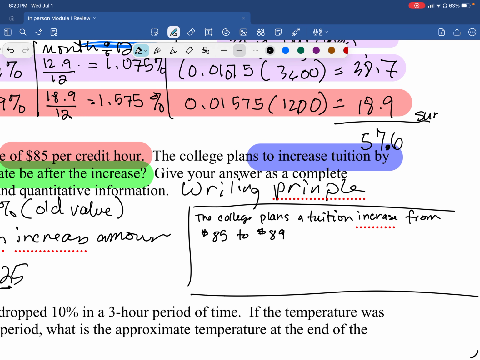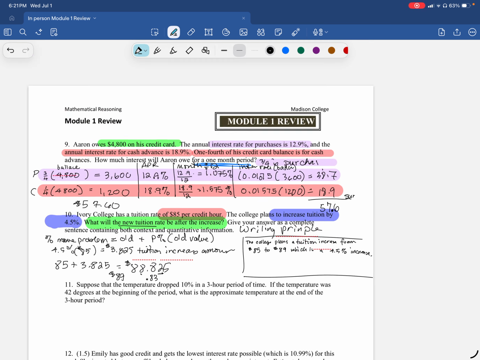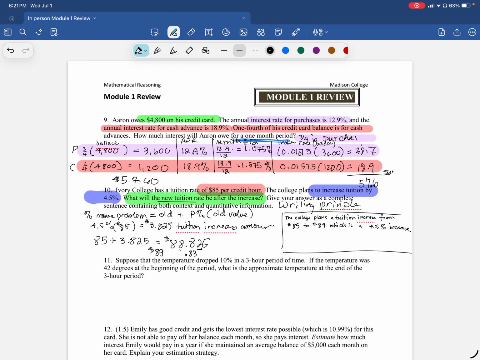College plans a tuition increase rate, which is a 4.5% increase. You could also say a college plans to increase tuition by 4.5% from $85 to $89. I mean, you can practically just use... oh, I was zoomed in. I didn't have the Ivory. Okay, Ivory College. You can basically rewrite this whole sentence. Ivory College has a tuition rate increase. The college has by 4.5% to a new value of $89.